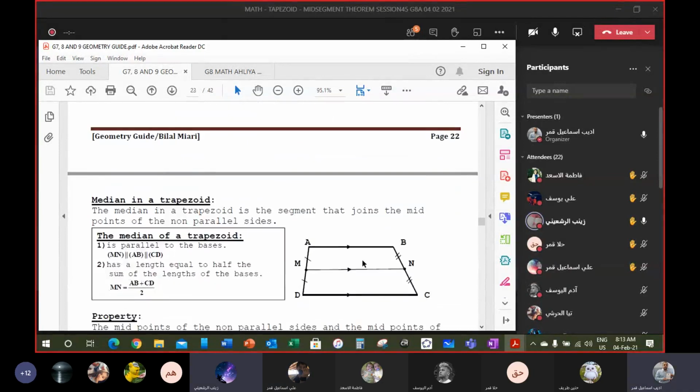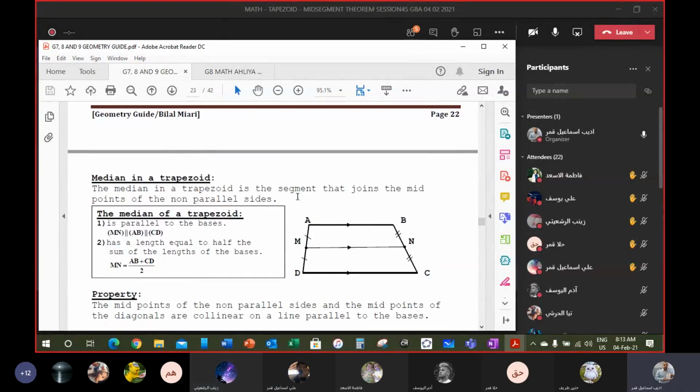Okay, so the median in a trapezoid is the segment that joins the midpoints of the non-parallel sides. M is the midpoint of AD, N is the midpoint of BC. AD and BC are non-parallel sides of the trapezoid. Then the segment joining these two legs, segment MN, is parallel to the bases, parallel to AB and DC, and MN is equal to AB plus DC over 2, equal to half their length.